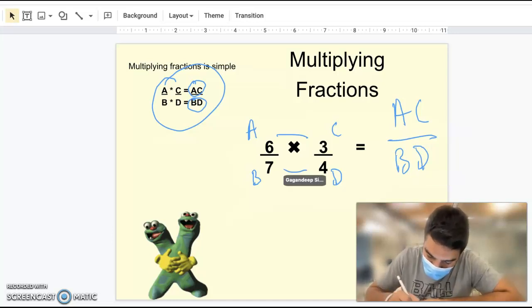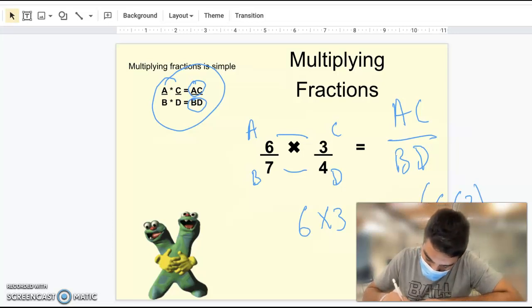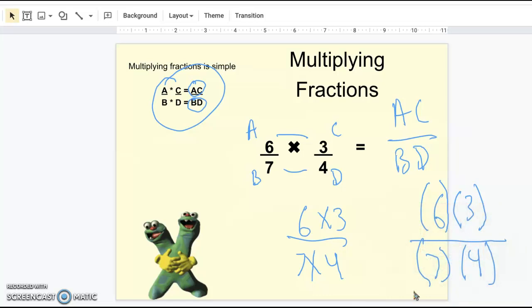Okay, so 6 is a, so it's 6 times 3. And I'm actually going to write this one over here in parentheses because we got to start getting used to this stuff. And on the bottom it just says bd, which is b multiplied by d, and that's 7 times 4. Okay? So 6 times 3 gives you, actually let me get this out the way real quick, hold on. There you go. Alright, so hopefully you're able to see the whole screen now. So I got 6 times 3, which gives me 18 over 7 times 4, which is 28. Now I got 18 over 28.